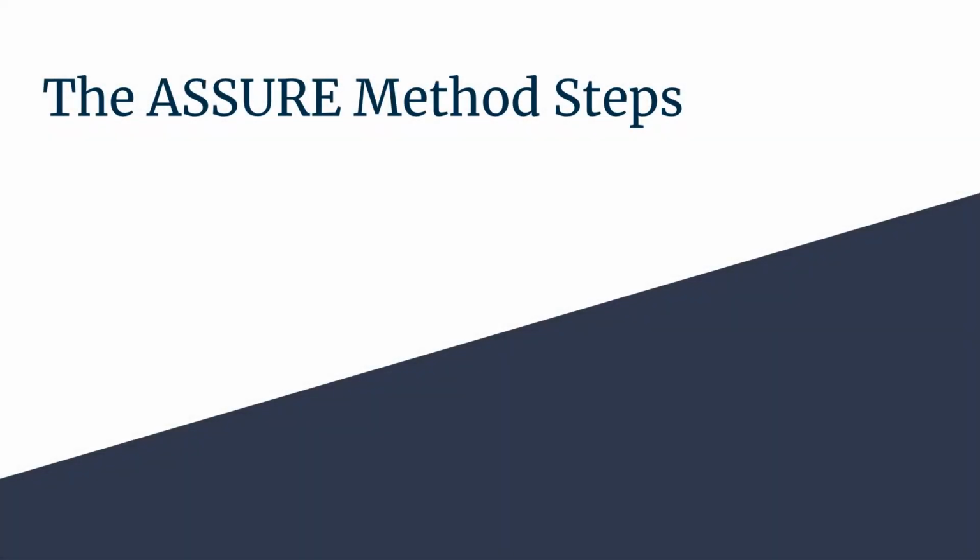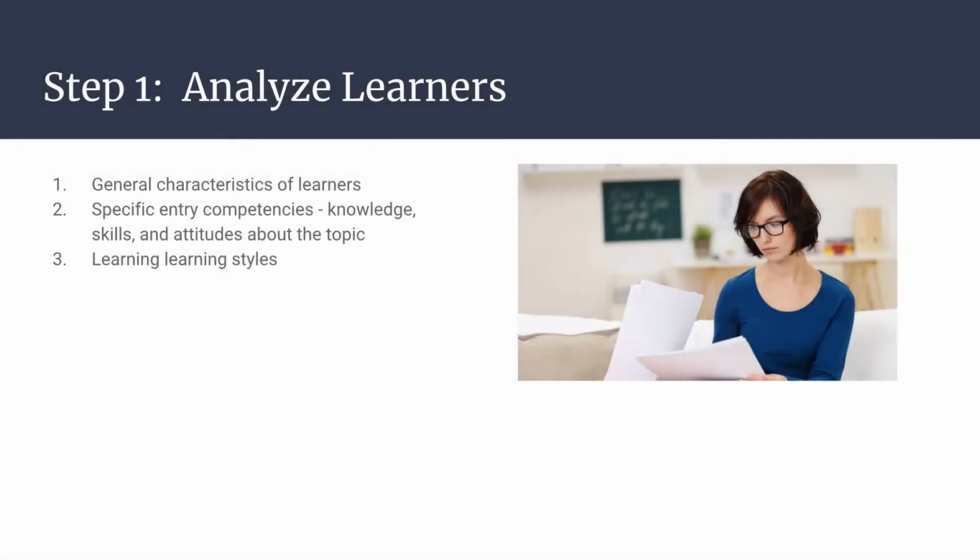Now I'm going to explain the 6 steps of the ASSURE method. Step 1. Analyze learners. This step requires the teacher to get to know his or her learners.